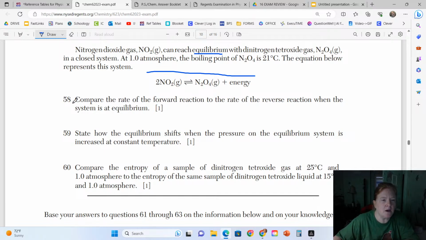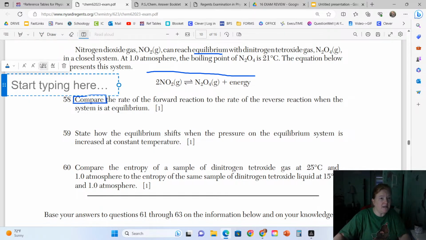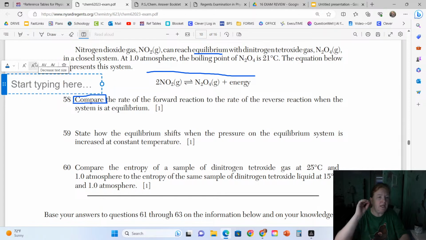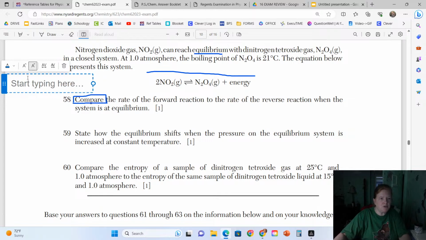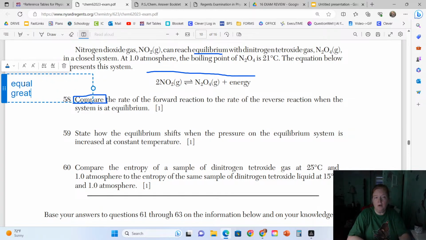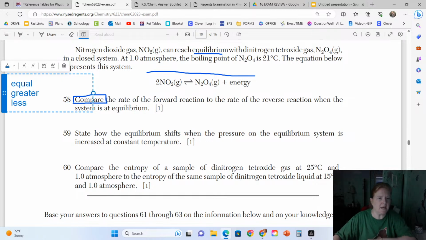Okay, so it says compare. When you get a question that says compare, there are only 3 possible answers. So if it's a compare question, you should always guess, even if you have no clue, because the only 3 options are the 2 things they're going to talk about are equal, one is greater, or one is less. That's it. Those are the only 3 options.